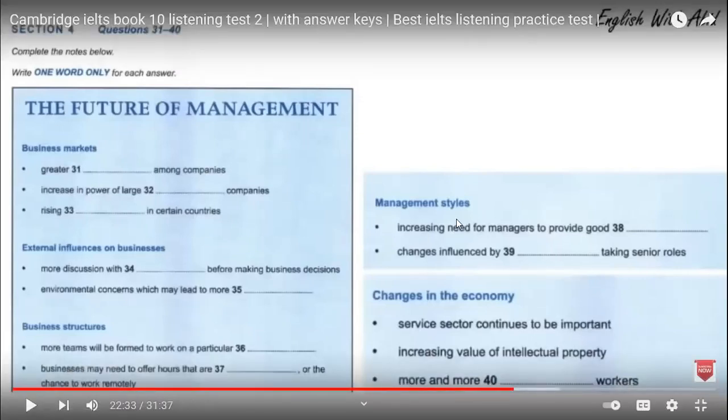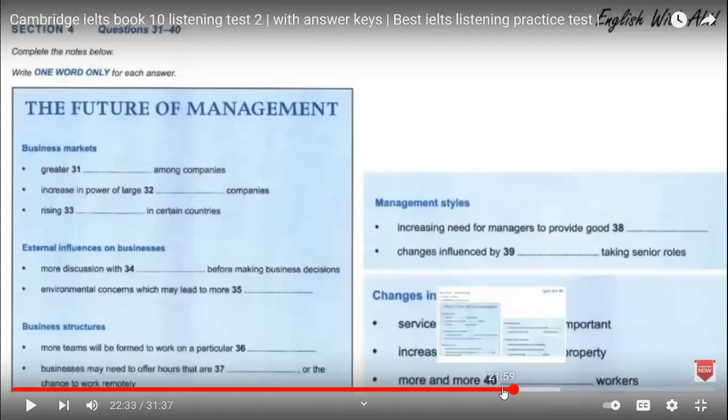Okay, already we have got the information for 32, 33, and 34. Would you like to hear it? Actually, it's very first. Okay. Hear it again.